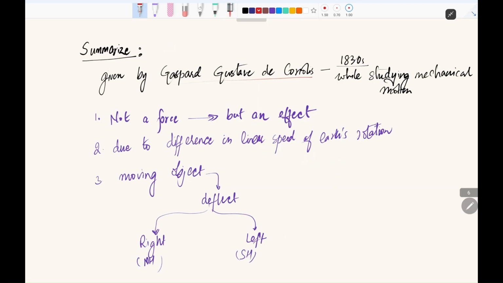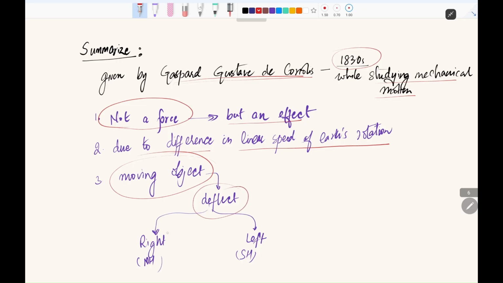To summarize, the concept of the Coriolis effect was given by Gaspard Gustave de Coriolis in the 1830s. He was studying mechanical motions, during which he gave the concept. Coriolis effect is not a force but an effect of difference in linear speed of Earth's rotation, due to which all moving objects on Earth either deflect towards the right or towards the left, towards the right in the northern hemisphere and towards the left in the southern hemisphere.